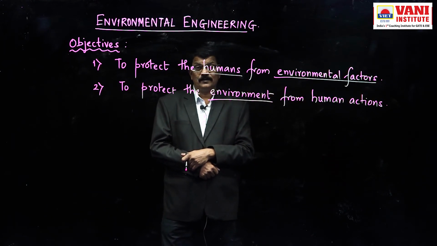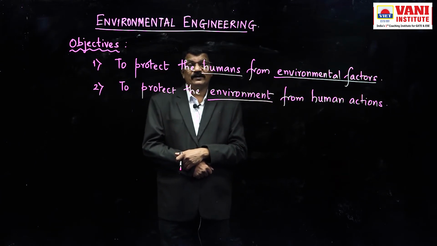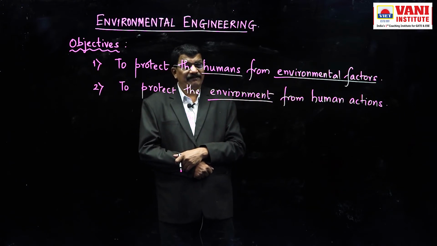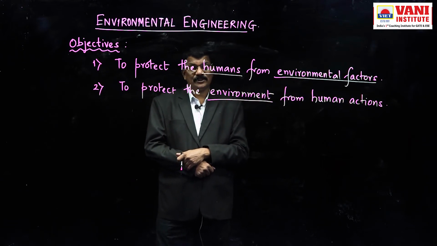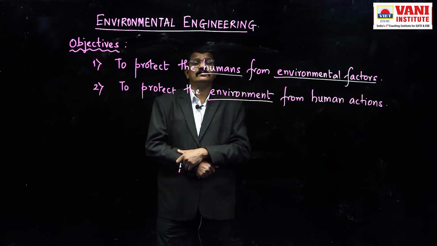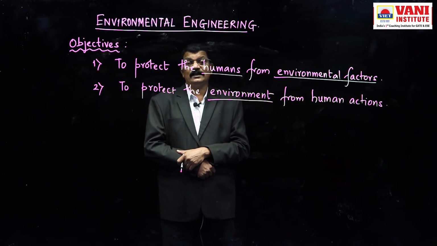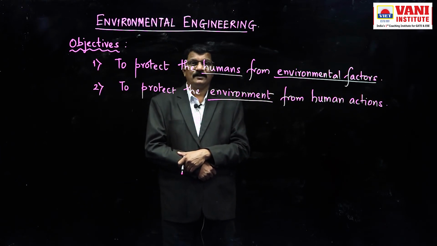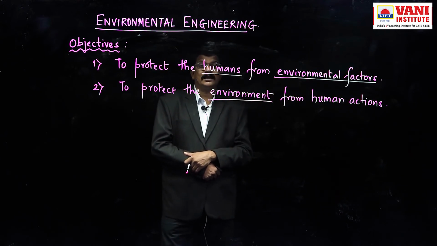The water might be affected, might become unsafe. So we have to take the unsafe water, which might be harmful for the humans, and make it safe. That is engineering. Engineering is all about providing solutions. And the solution here is to make the unsafe water safe so that the humans can conveniently consume that for their survival. The second objective is about protecting the environment from human actions.